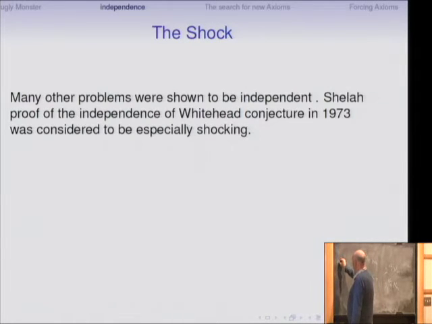V equals L implies GCH plus, of course, the Whitehead conjecture is true. Martin's axiom implies, as we'll see, GCH is false and Whitehead. So the question he was trying to settle is whether the negation of Whitehead is consistent with the generalized continuum hypothesis. And for that, he needed to get very deep into forcing, and that's why he really started learning forcing, and to a large extent made a rather deep transformation of the field.